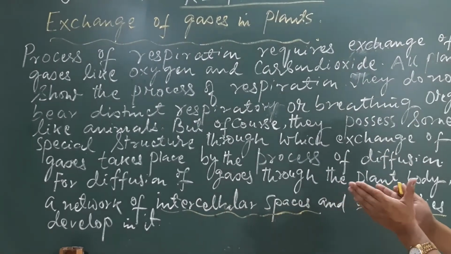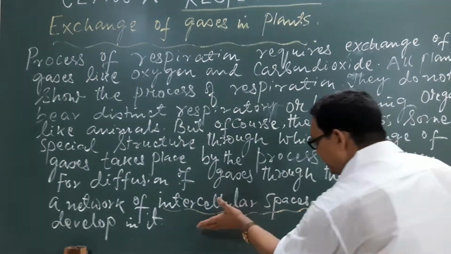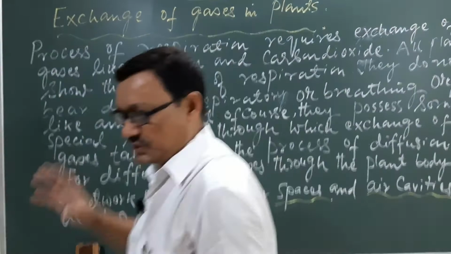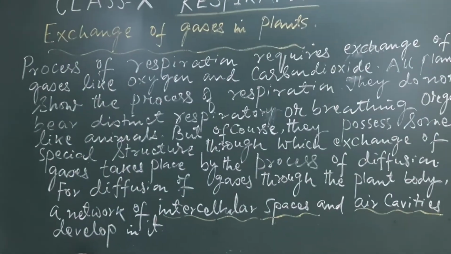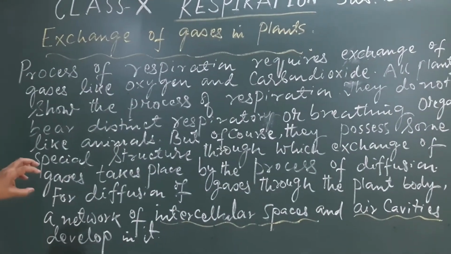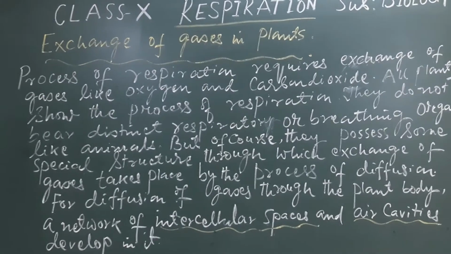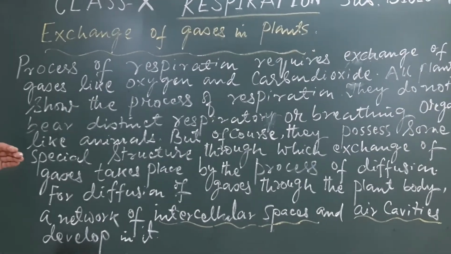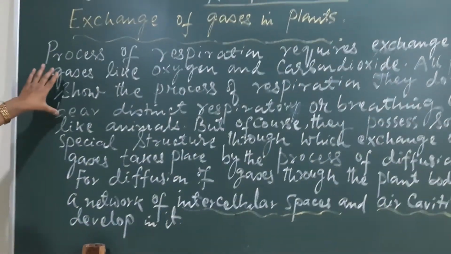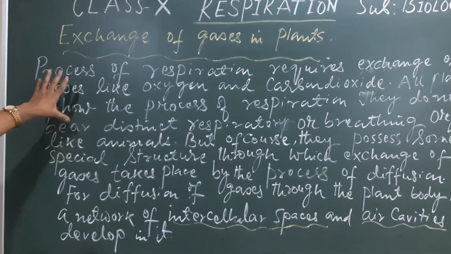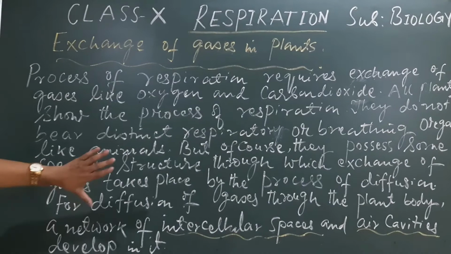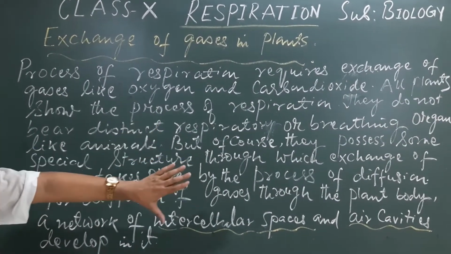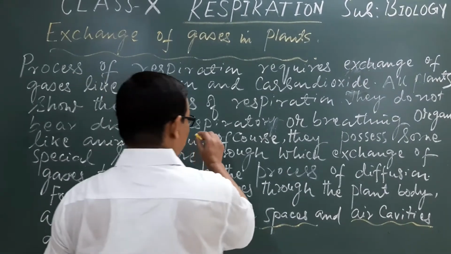That is, between the cells there are large spaces, and air cavities also develop in those places. So these are some special features regarding the exchange of gases, and the structures which are related with the exchange of gases in plants. Now we will discuss what the special structures are.